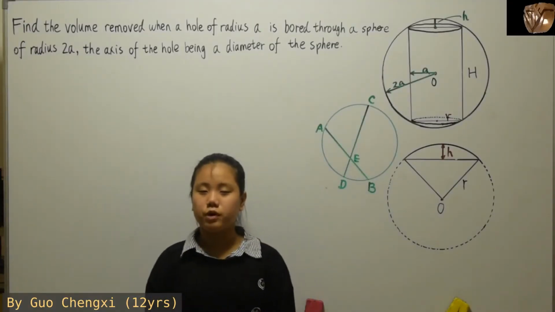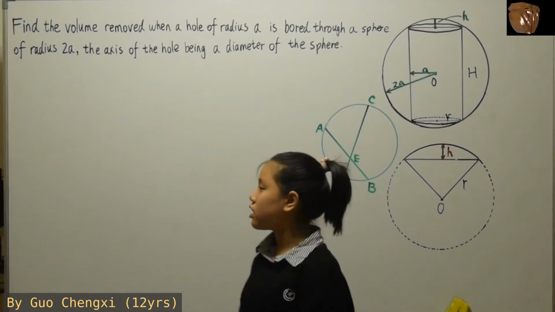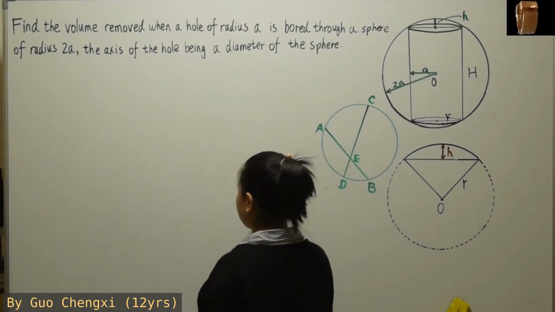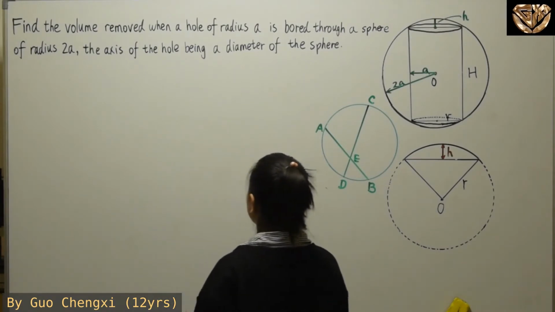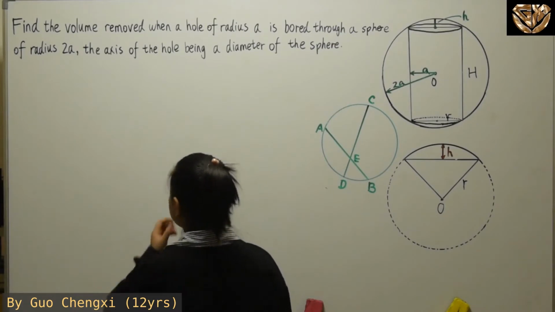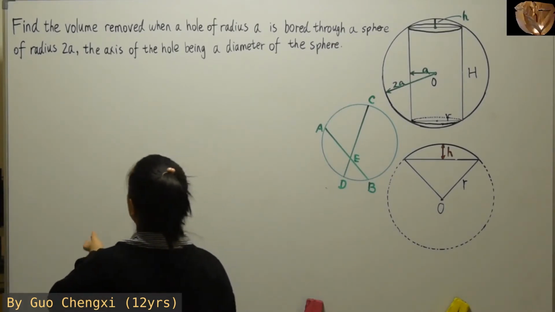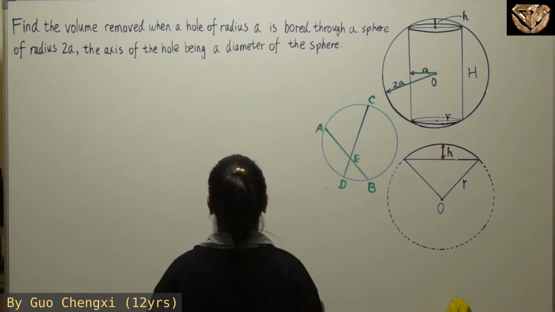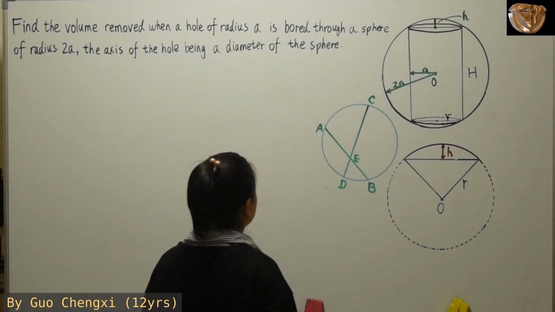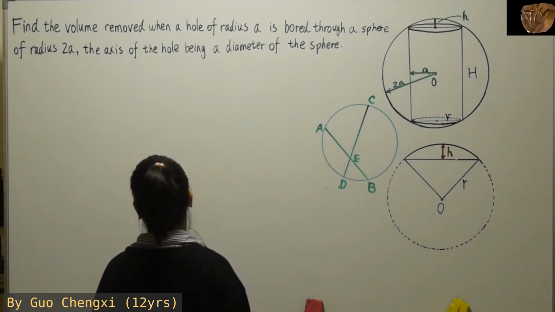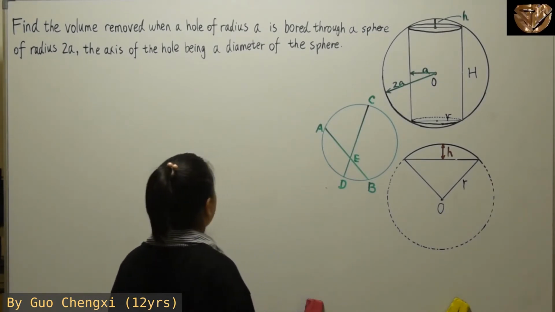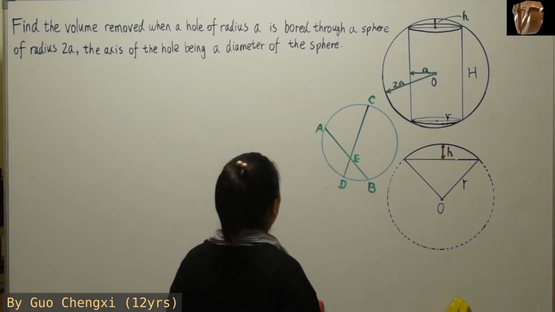For this lesson, we'll be continuing on with techniques and applications for definite integration. Over here, we have another example for the definite integration, where we have to find the volume removed when a hole of radius a is bored through a sphere of radius 2a, the axis of the hole being a diameter of the sphere.